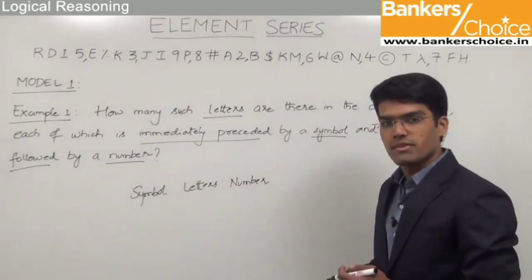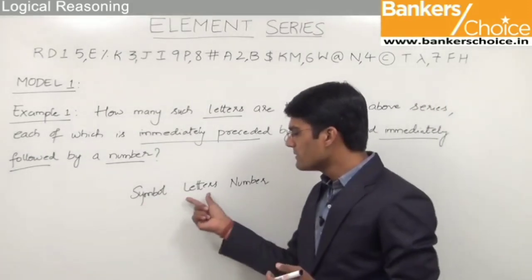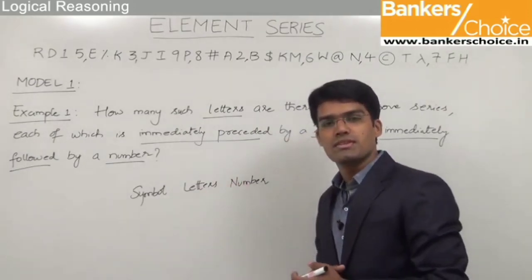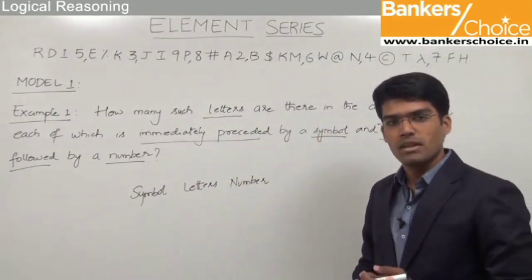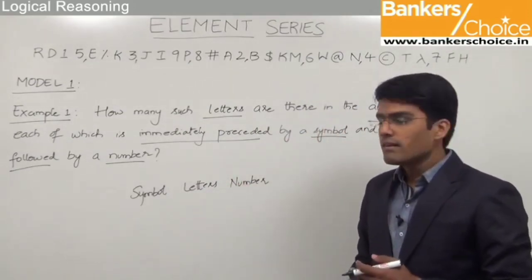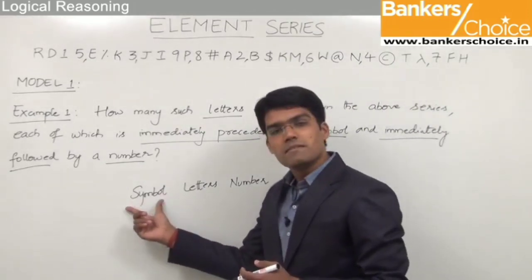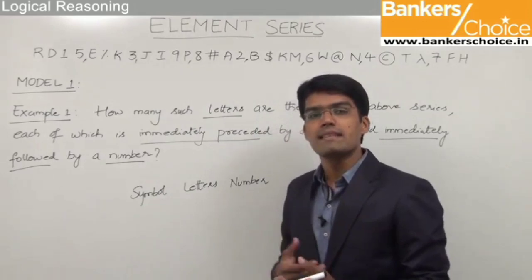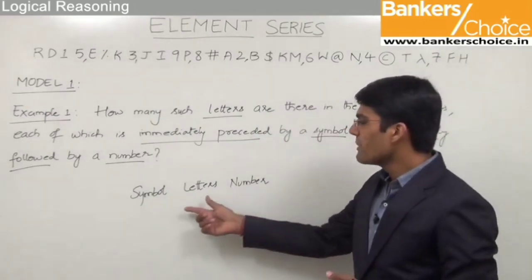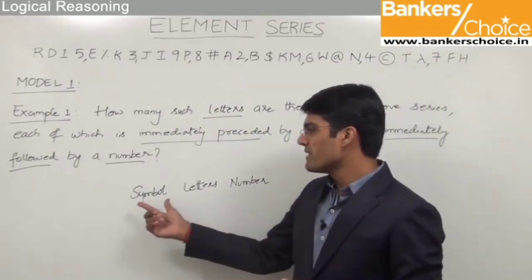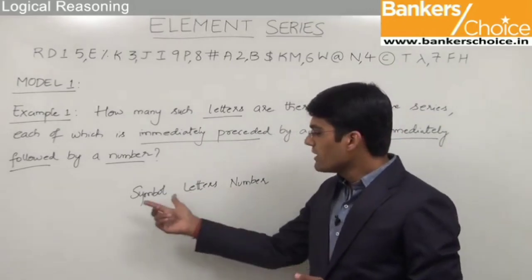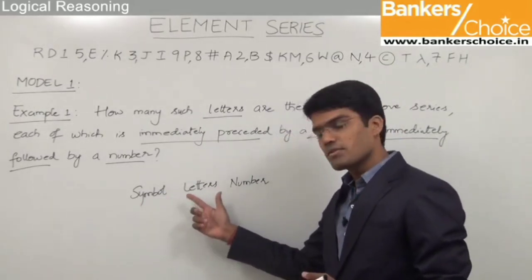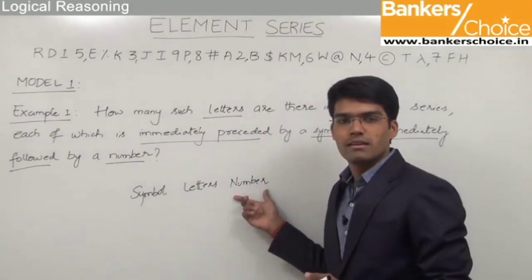Now to solve this question, we only need to pick up any one of these three elements and just find out whether the remaining two positions are satisfied or not. To do this in a simple manner, we should always go by symbols first. Why? Because symbols are less in number and they are easily attractive. So instead of going by letters or numbers, let us go with symbols. So we need to find out those symbols which are in the first position, followed by letters in the second position, and followed by number in the third position.